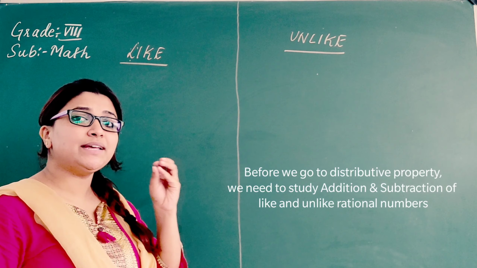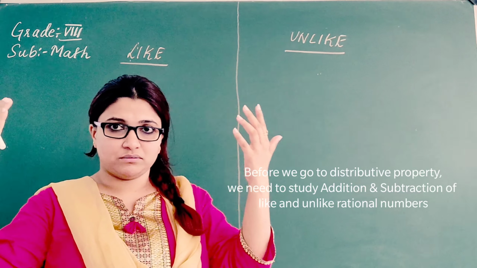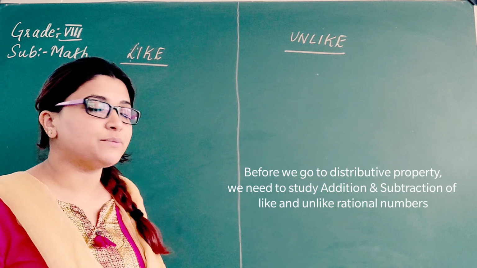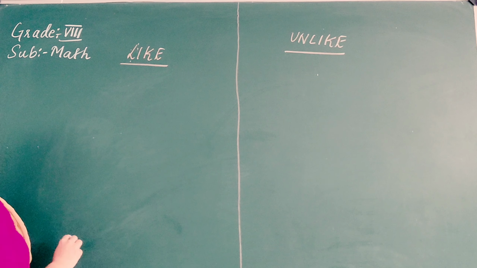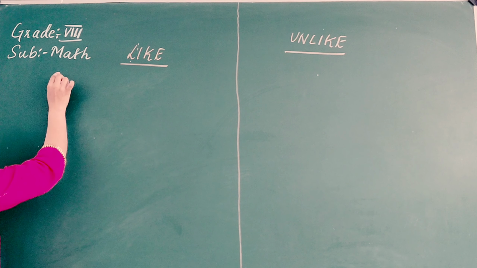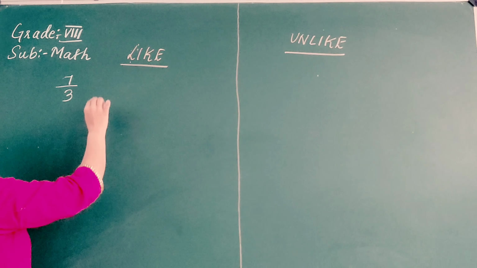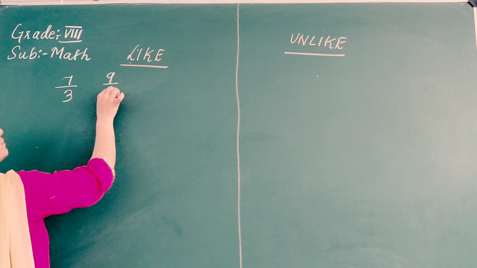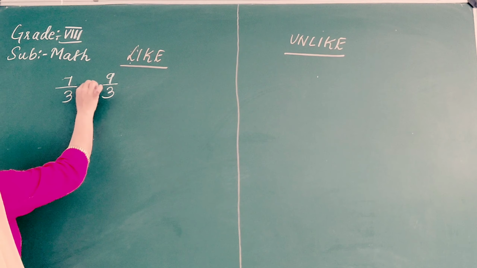Let me take a simple example, so that you will be very much prepared when you have to do it for properties. First, let me consider any two rational numbers. Let one rational number be 7 by 3 and one more rational number be 9 by 3. Clear, children? These are two rational numbers and I have to add them.